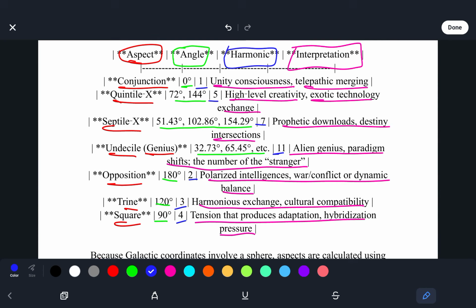Trine is 120 degrees, and in third harmonic, harmonious exchange, cultural compatibility. Square is 90 degrees of an angle here. 4th harmonic, tension that produces adaptation, hybridization, pressure.